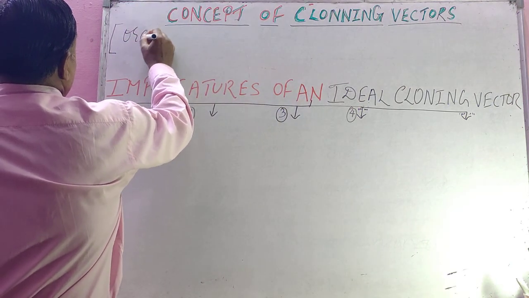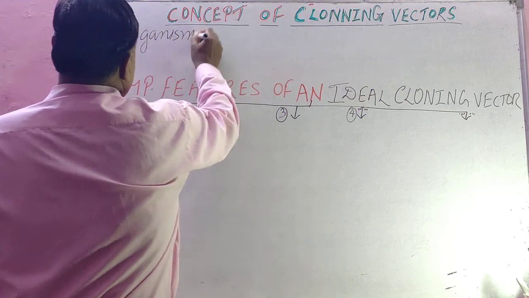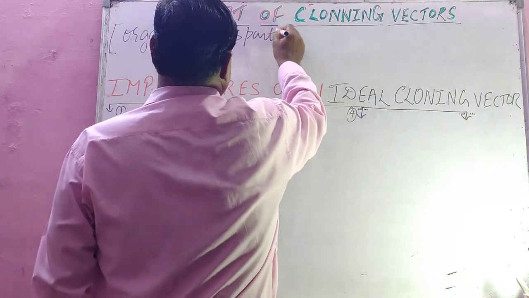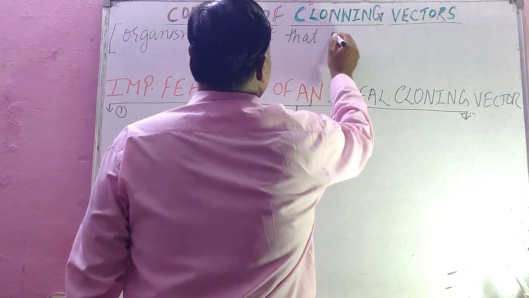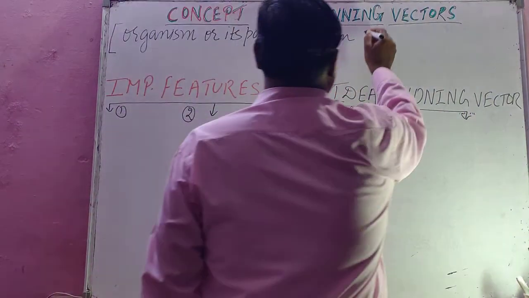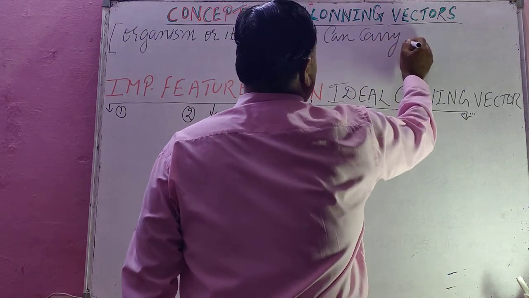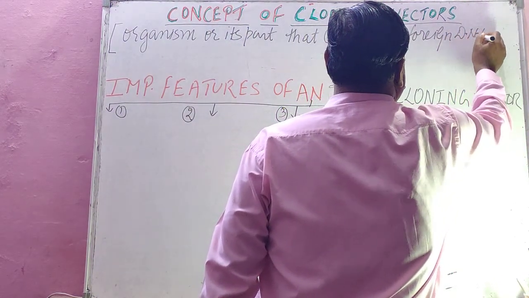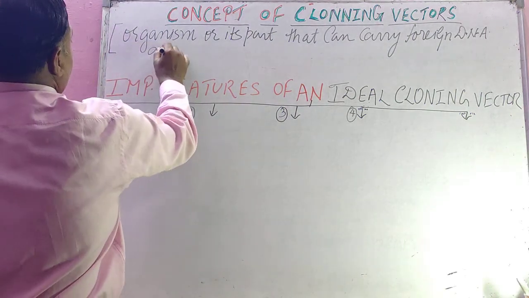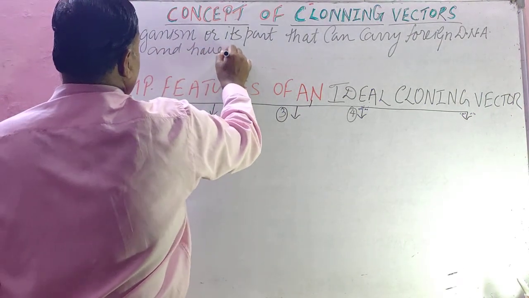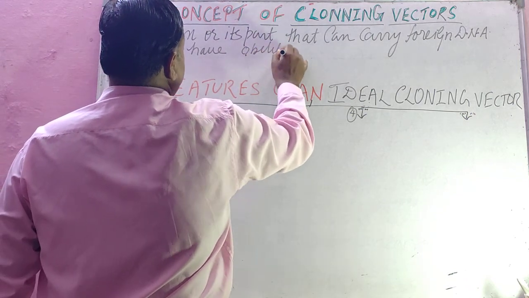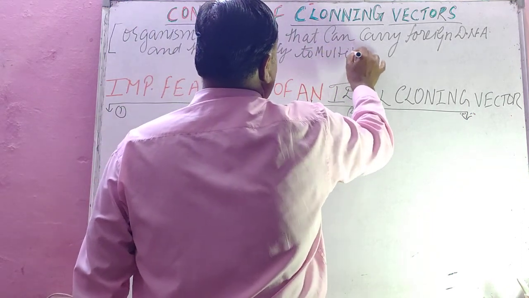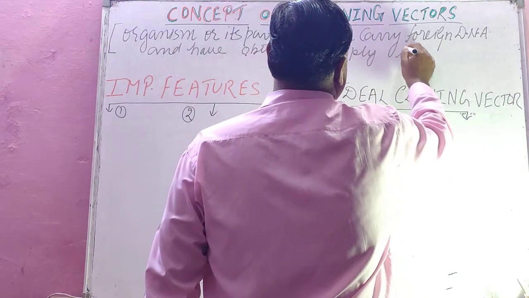Cloning vector is what? Organism, or its part that can carry foreign DNA or foreign gene and have ability to multiply where? In host cells.